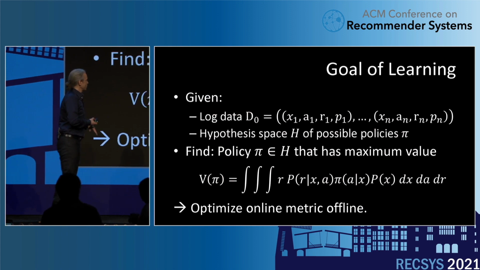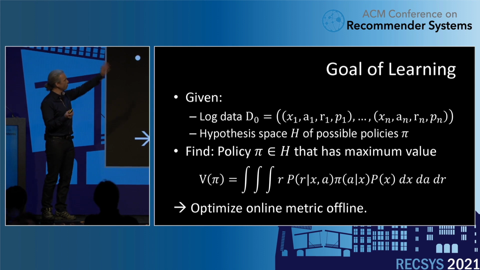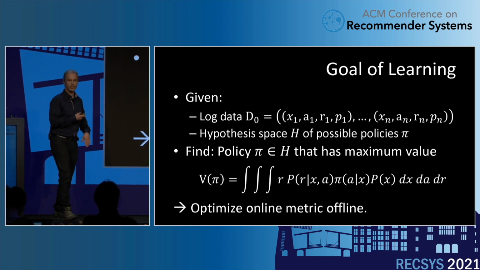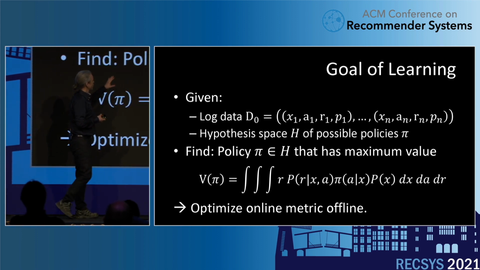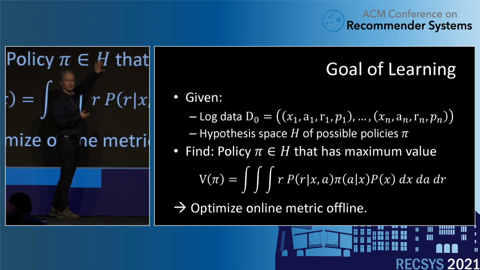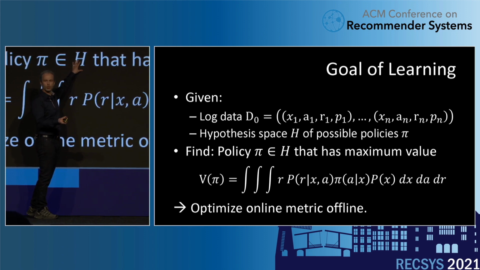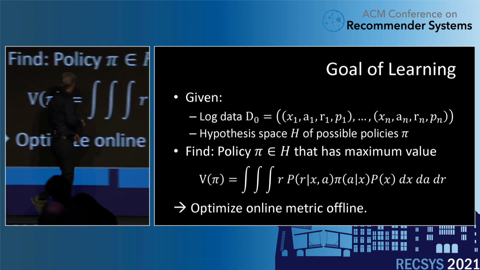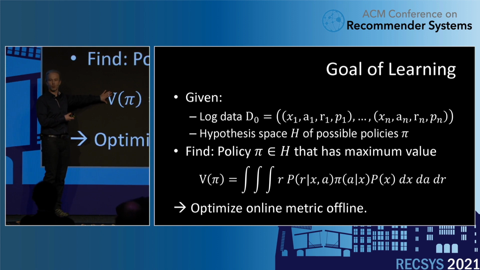So to state the obvious, what's our goal? A little bit more formally, we have our log data with the log propensities, these probabilities of taking the action under the logging policy, often called propensity. And now we want to find the policy from some hypothesis space, some policy space that we defined, let's say deep networks of a certain form, right? And we want to find a policy that maximizes the value, that maximizes the expected reward.